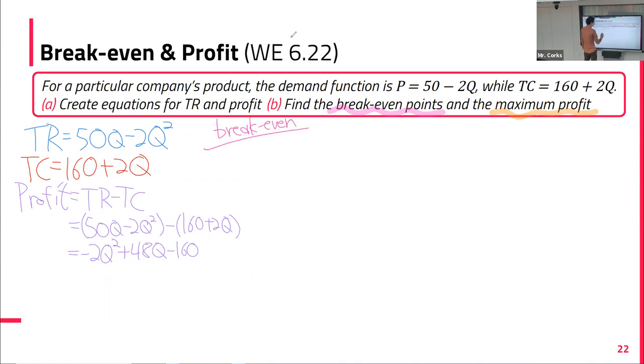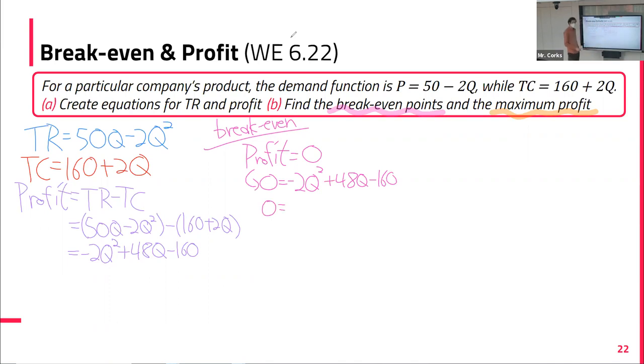So break-even, we set our profit equation equal to 0. So that's just 0 is equal to this thing, negative 2q squared plus 48q minus 160. And we're just solving for q with this quadratic here.